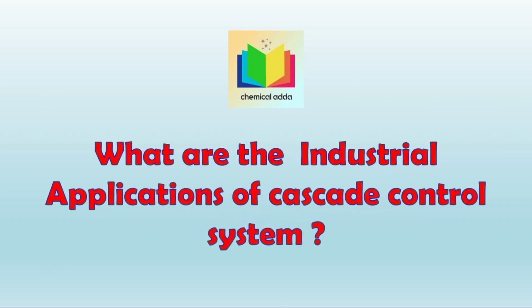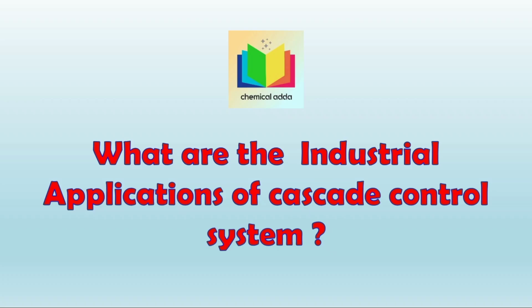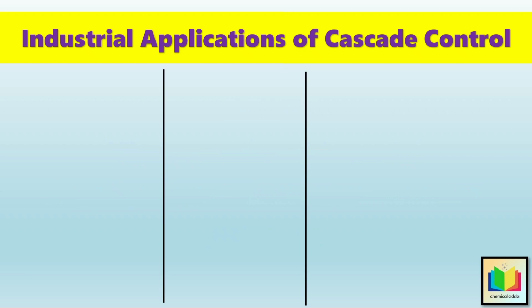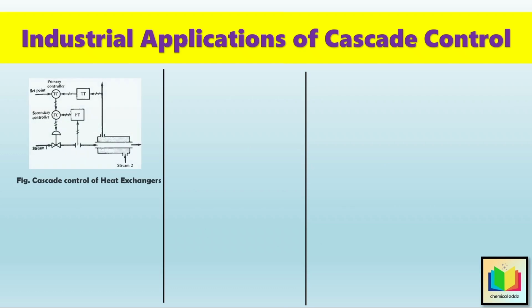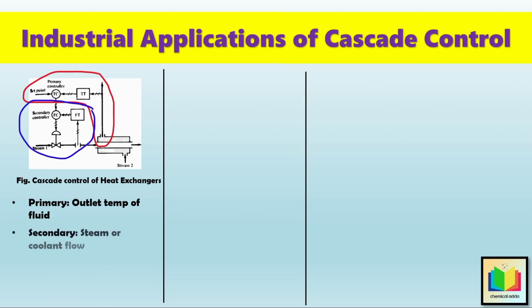Now, let's see what are the industrial applications of a cascade control system. So, the first application, which has already been studied in this video, is how a cascade control system works in reactors, like CSTR. Next application is that cascade control system can be used in heat exchangers. So, here the primary loop controls the outlet temperature of the process fluid and the secondary loop adjusts steam or cooling water flow to handle changes in heat demand. Hence, with the help of a cascade control system, we can easily compensate for the flow rate changes.